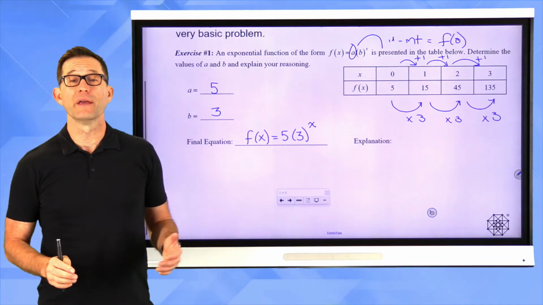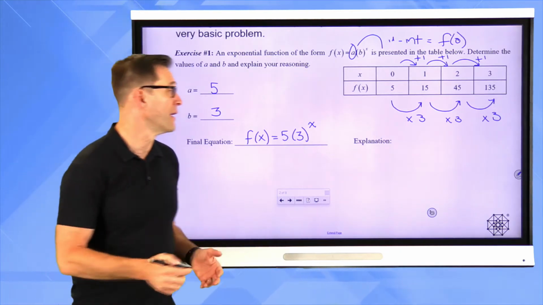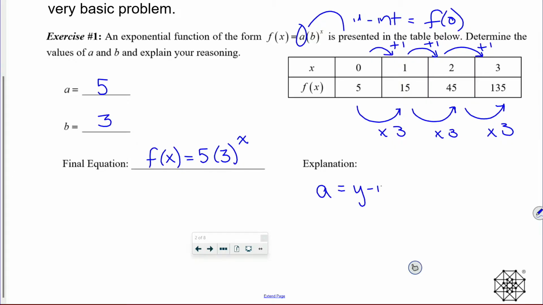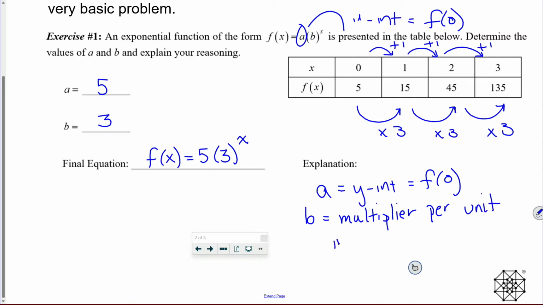And really our explanation is what I just went through, right? Which is that a is equal to the y-intercept, which is equal to f of 0, and b is equal to our multiplier per unit increase in x.